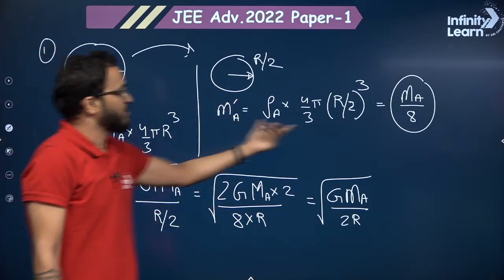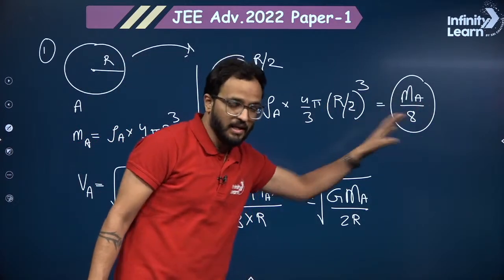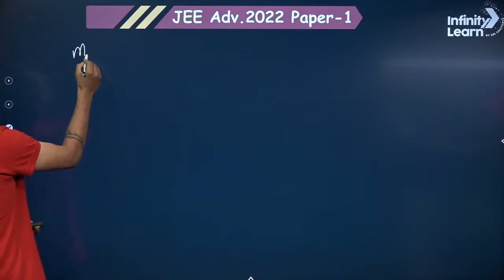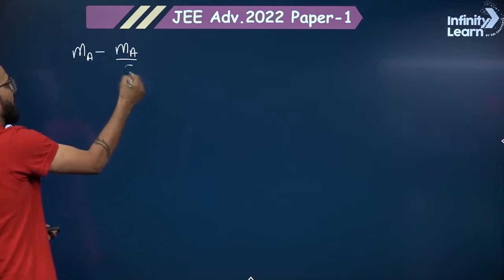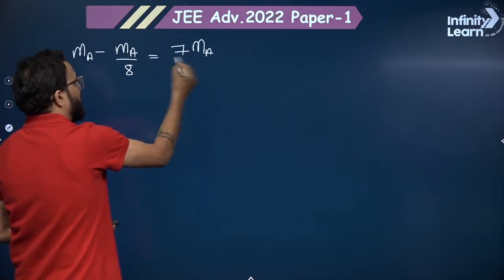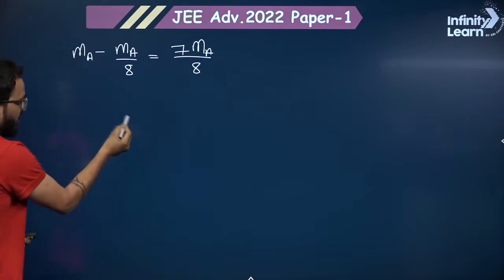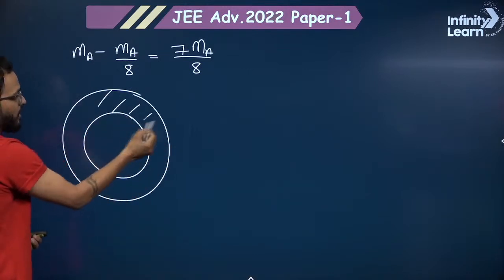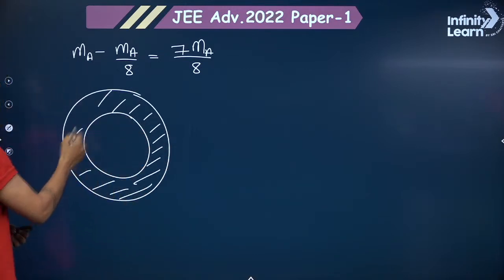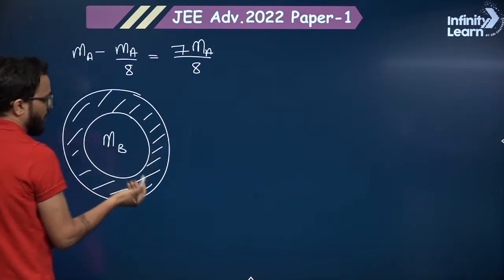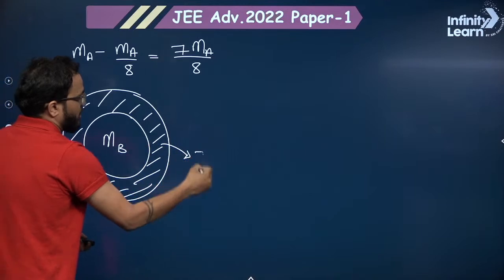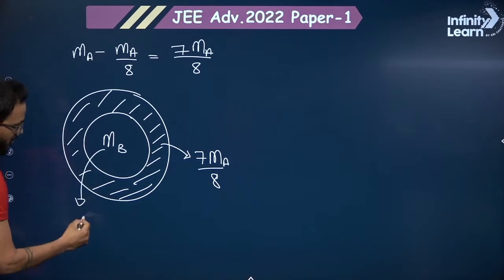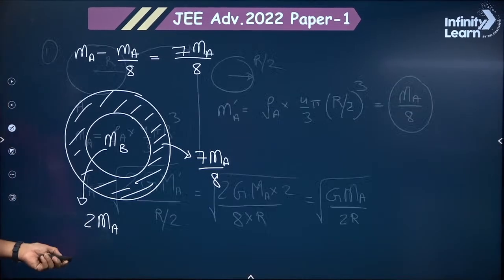Okay, so how much mass is remaining? Ma by 8. How much mass has been removed? So, let's write down the removed mass also. It will be Ma minus Ma by 8, which is what? 7 Ma by 8. Okay, 7 Ma by 8. Now, let's understand. This is sphere B, right? And on this sphere B, we have a layer of 7 Ma by 8. So, already Mb is here, which is obviously 2 Ma, and this is 7 Ma by 8. So, total mass is this, and Mb is what? 2 Ma. Yes or no? We have already studied this thing.